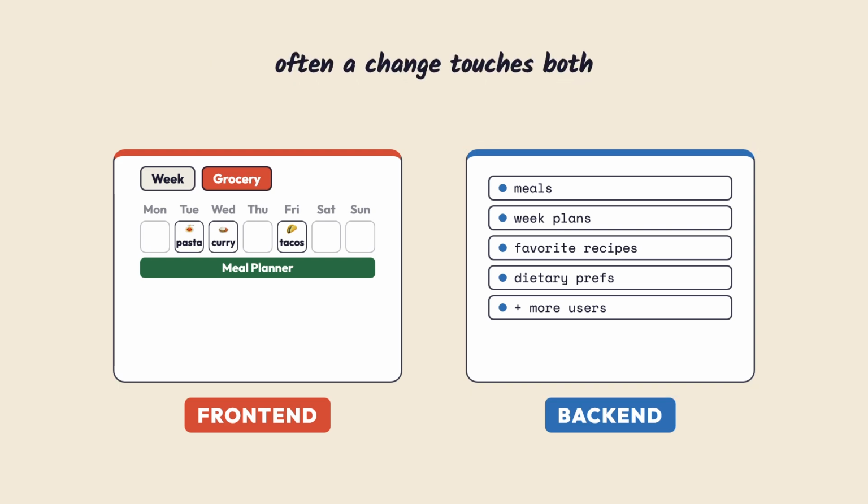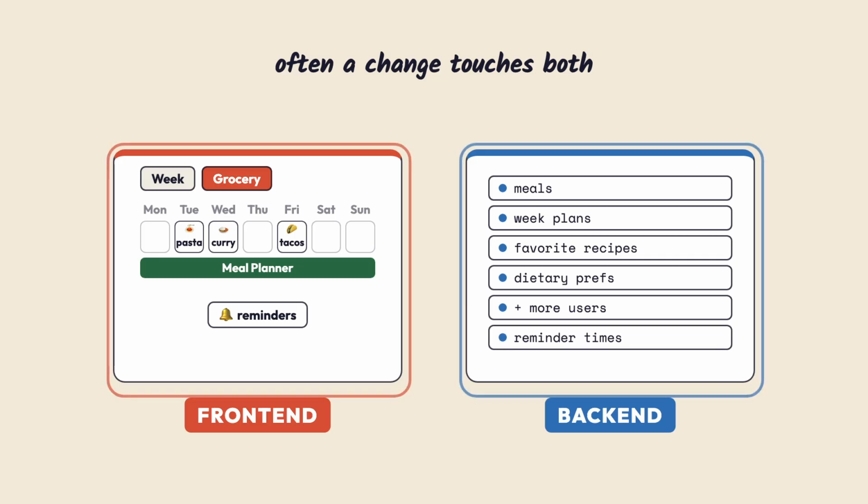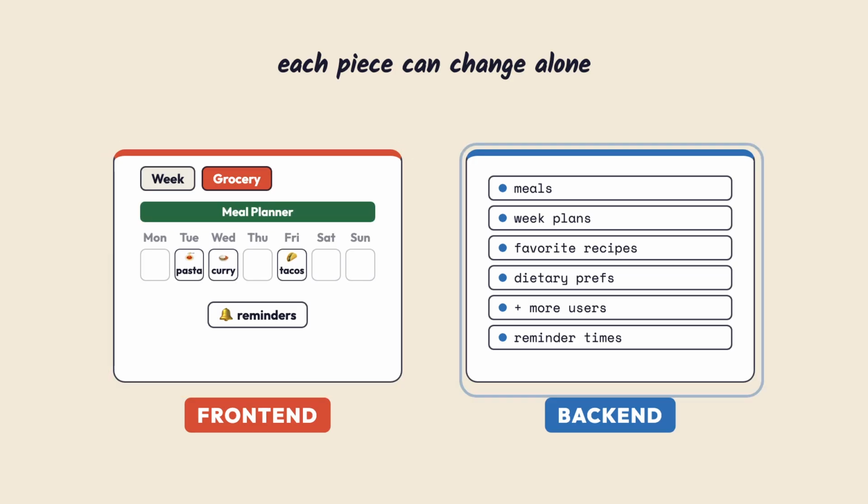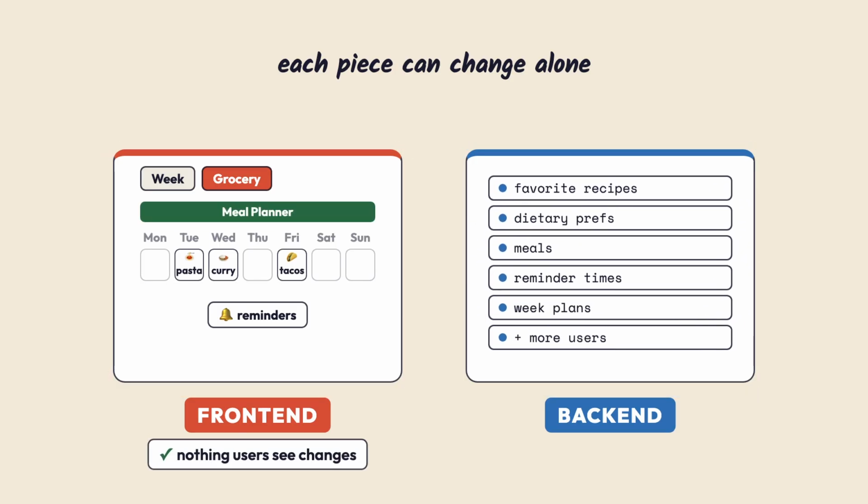If you add a whole new feature, you'll usually need a screen for it and storage for it, so both pieces get updated. But the split means each piece can change alone. A redesign doesn't have to touch anyone's saved plans, and reorganizing the storage doesn't have to change anything users see.